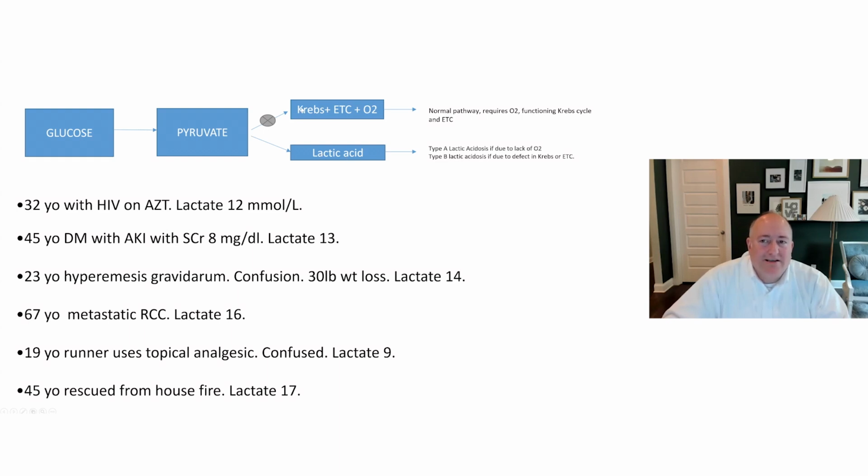The way I think about type A versus type B, if you don't have oxygen, that's type A. If there's a problem with Krebs or electron transport, we call it type B. Whatever it is, the pyruvate has to go this way. So these are just some examples to drive home the point. AZT, an old HIV medicine, can poison the electron transport chain, and the pyruvate would shunt this direction.